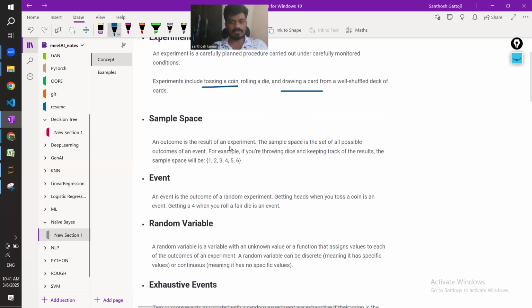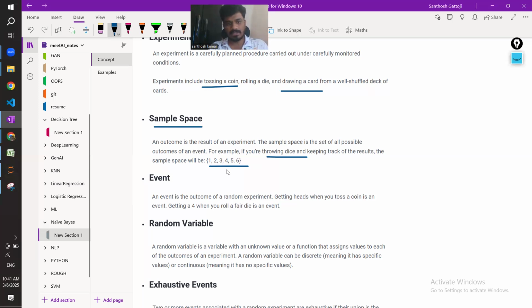And sample space is what? Sample space is the set of outcomes of an experiment. For example, if you throw a dice, what are the possible outcomes? It could be between 1 and 6, right? All the possible outcomes are the sample space. So whatever outcome is possible, the list or set of those is the sample space.